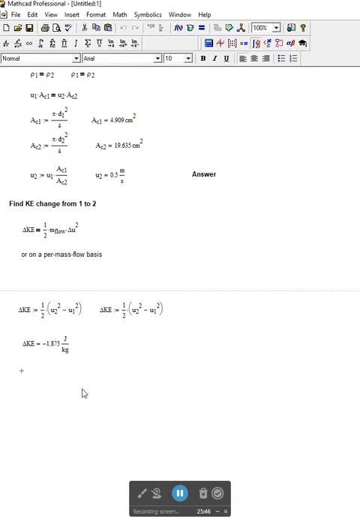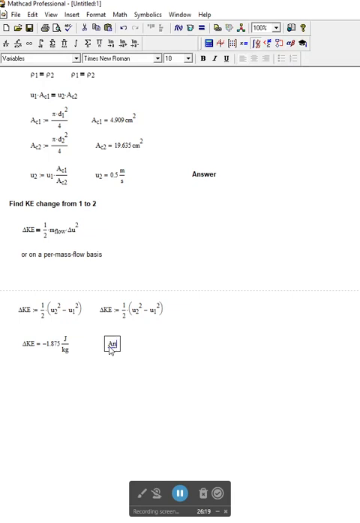So the kinetic energy change is minus 1.875 joules per kilogram. Does that make sense? Yeah, it makes sense because the linear velocity is getting smaller, right? And the kinetic energy is a function of the linear velocity. So if the velocity goes down, the kinetic energy goes down. So the kinetic energy at position 2 is less than the kinetic energy at position 1 on a per mass basis. So this is our final answer.